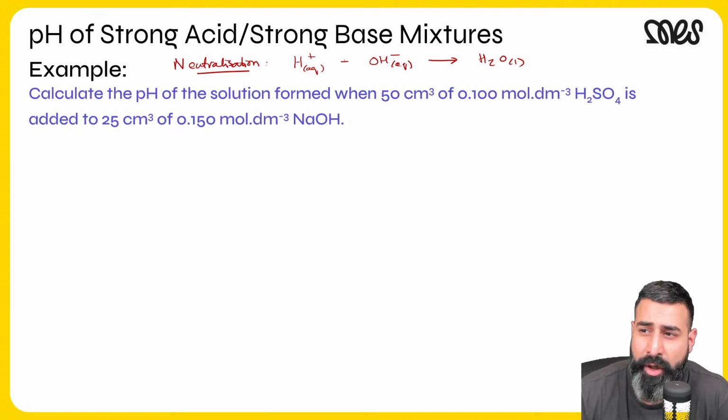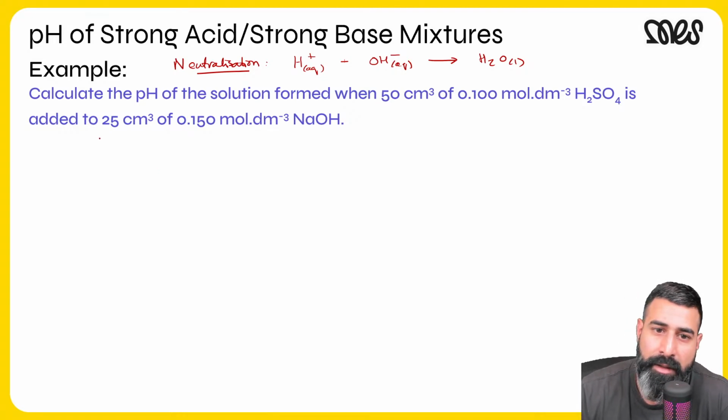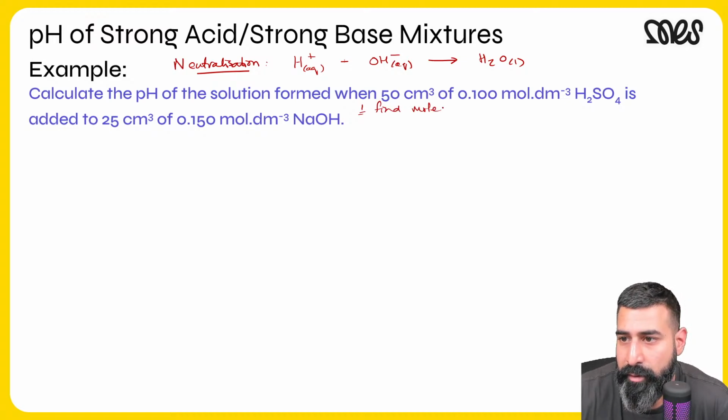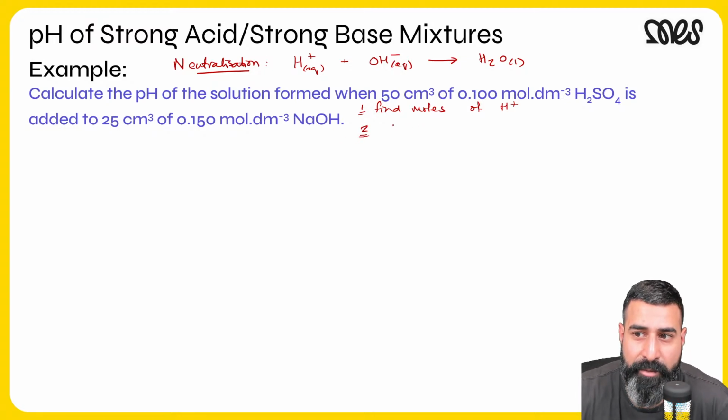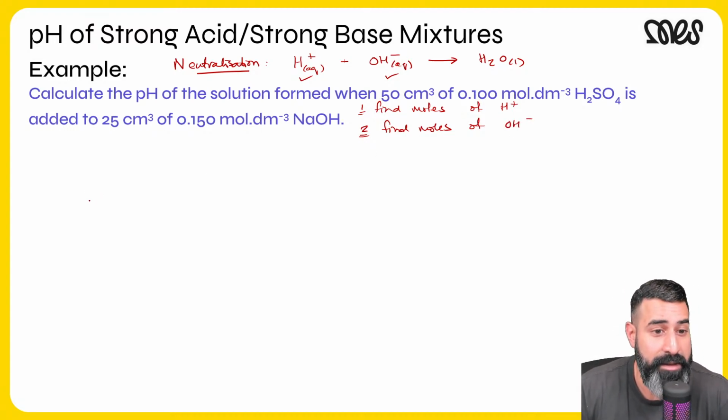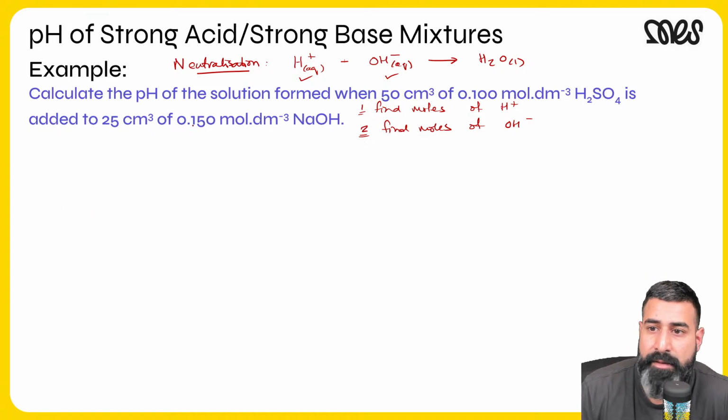It's really important. So let's think about how to attack this question. What I would do, because I think it's a better way, is step number 1, find the moles of H+. We're also then going to find the number of moles of, any ideas? We're also going to find the moles of OH- ions. Yeah, absolutely, Divya.